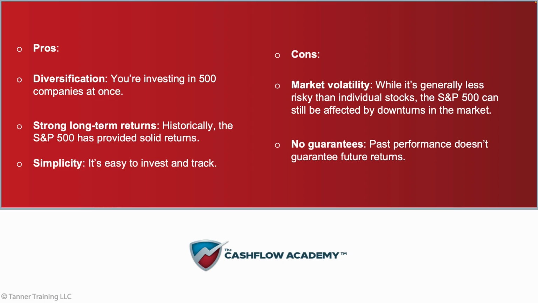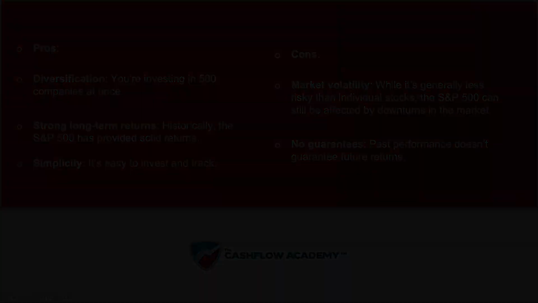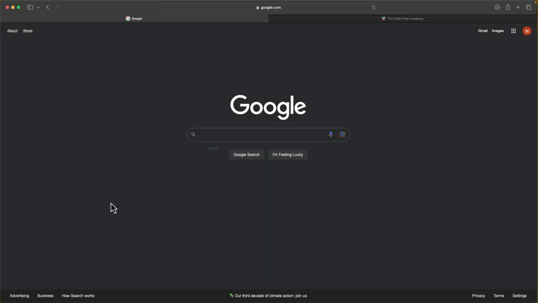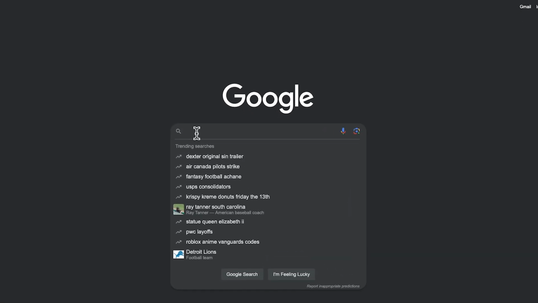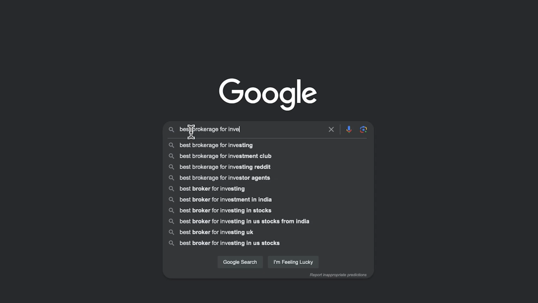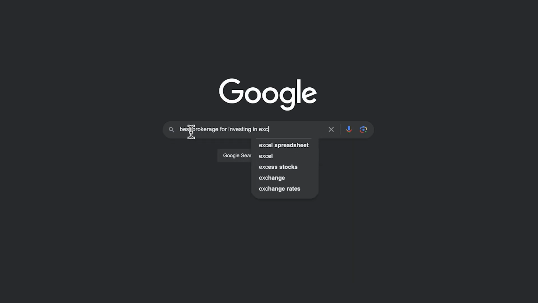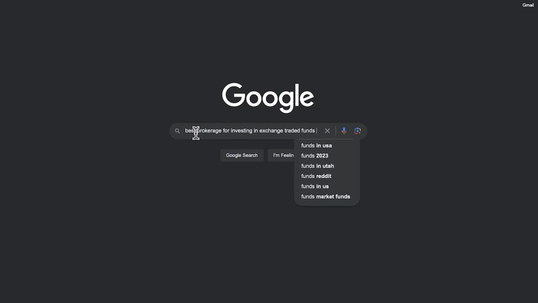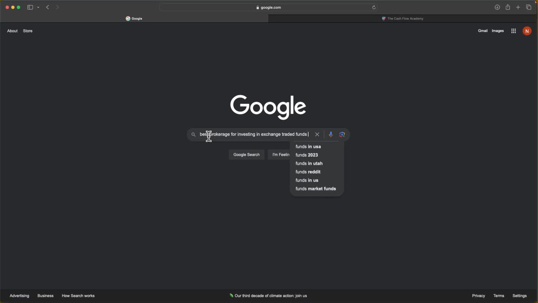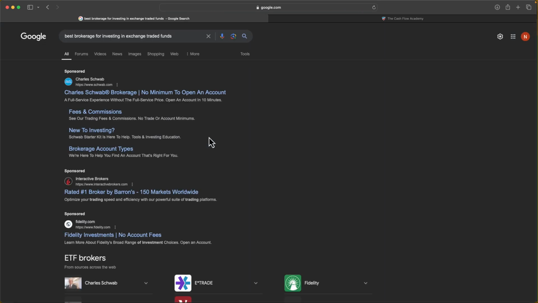And again, it's easy enough, especially for beginners. If you don't have a brokerage account yet, and you need to open one, and you're not sure which brokerage to go with, you can quickly Google best brokerage for investing in exchange traded funds in the USA or wherever you are for that matter. If you're outside of the USA, that's fine too. You can Google that and you'll find a list of some of the top rated brokers. If you're inside the US, Charles Schwab, Fidelity, Vanguard, they're excellent. There are others, of course, that are on that top list. If you're outside the US or you just want one of the best brokers out there, Interactive Brokers is a phenomenal brokerage for doing that.